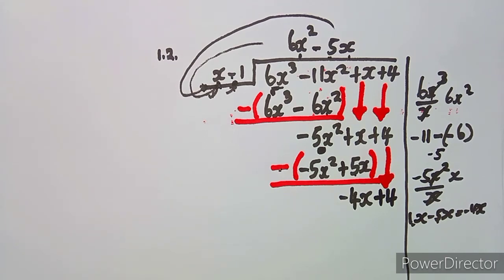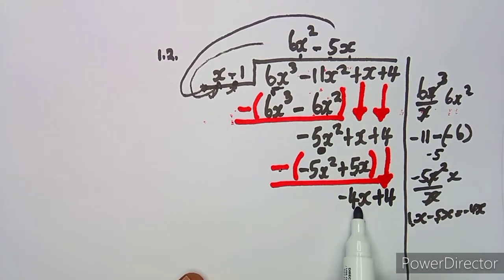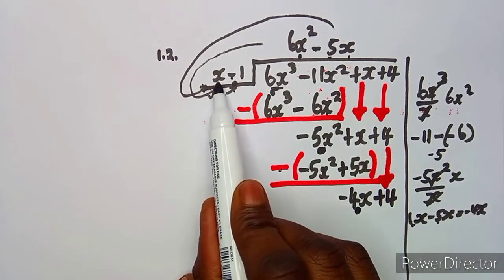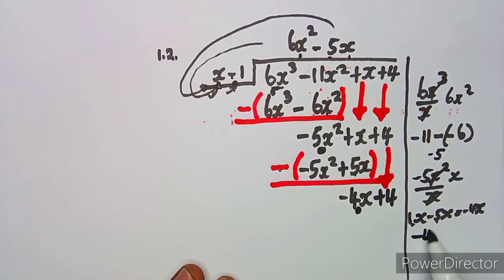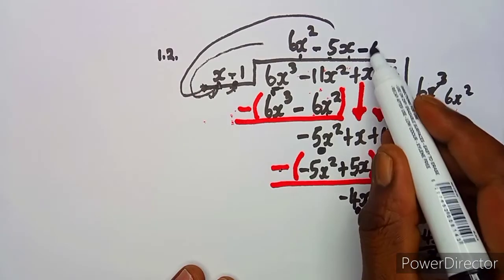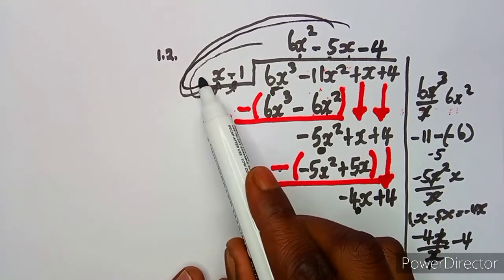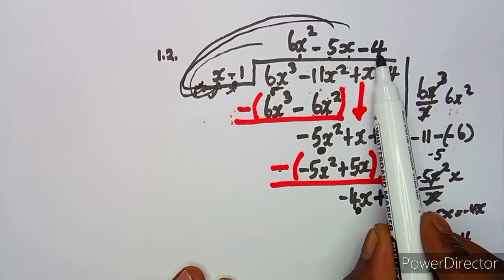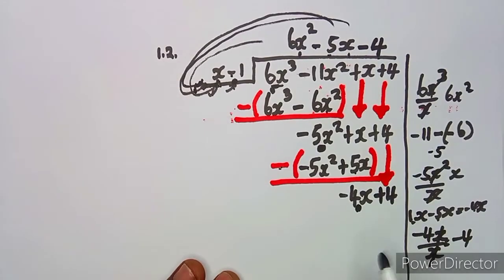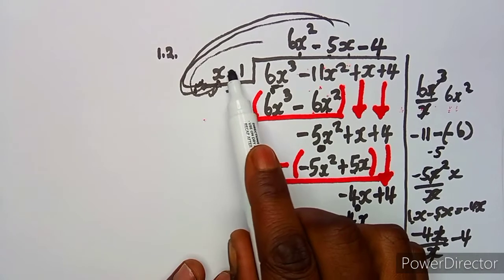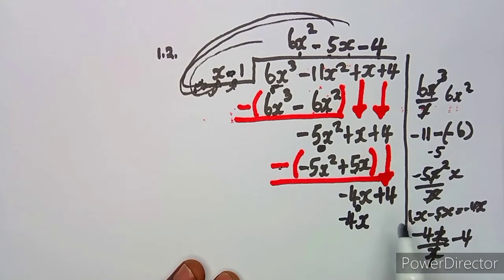Now we do the same again. We divide by the first term, always divide by the first term. So it's minus 4x divided by x, which is going to give us minus 4. So this is going to be a negative 4, like this. It multiplies back everything here. So that means it's minus 4 times x, which is minus 4x. Minus 4 times minus 1. Take note, it's minus and minus, which is a plus. So it's going to be plus 4.